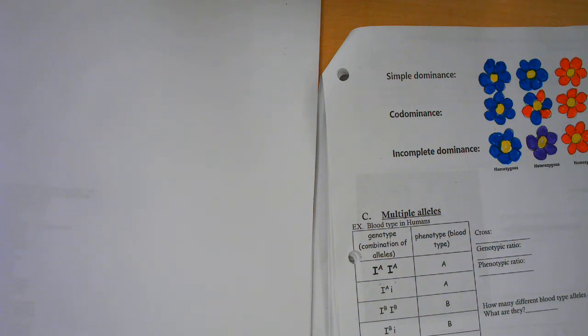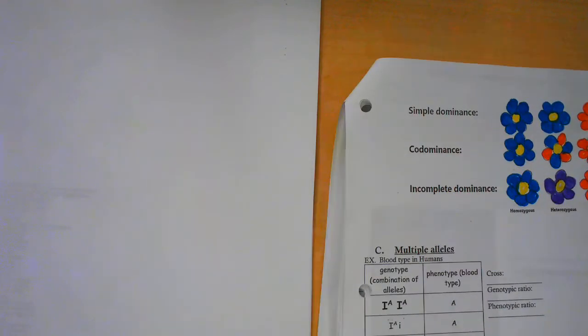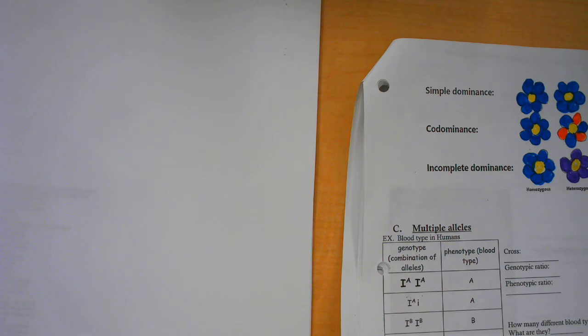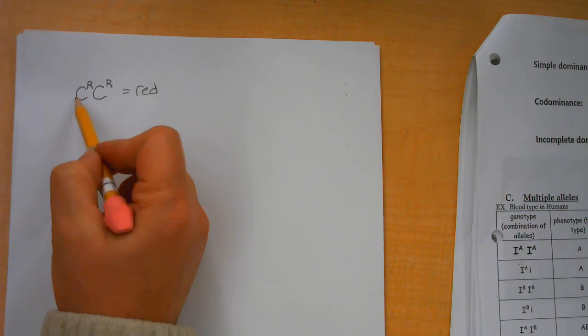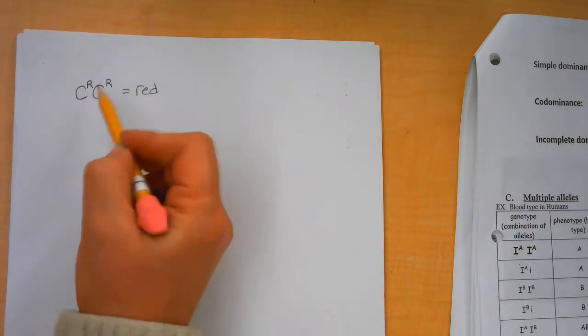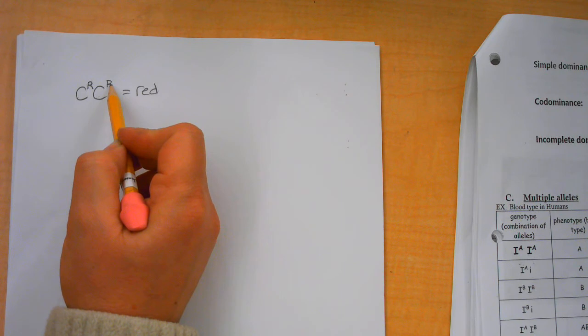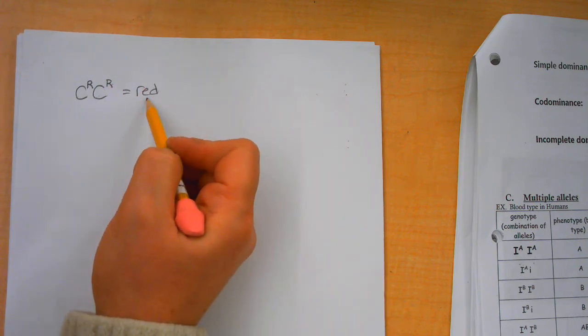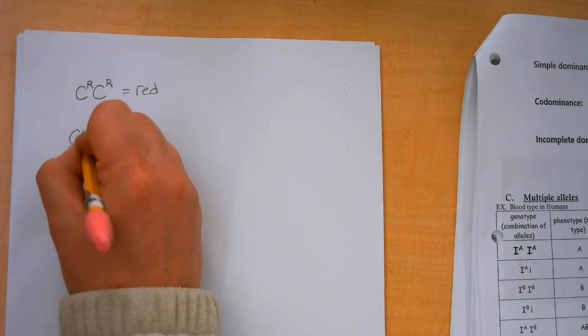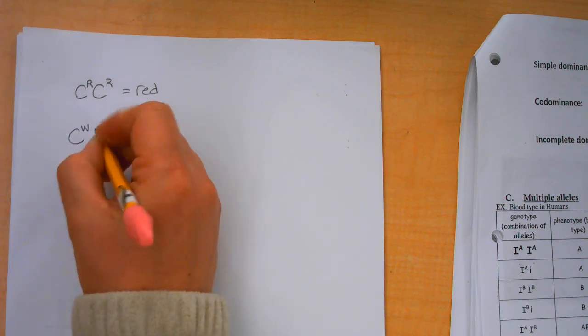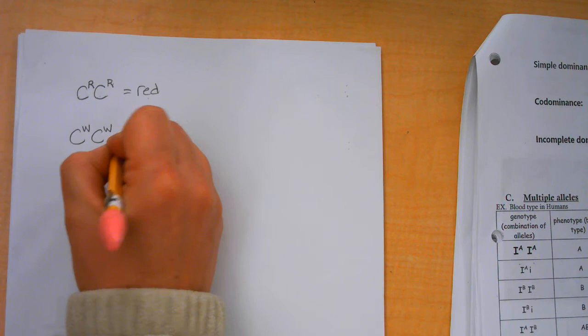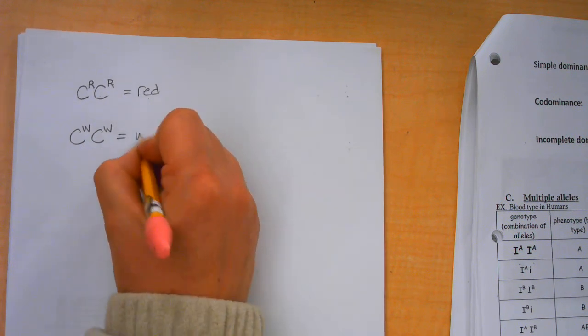Codominance and incomplete dominance. Well, first of all, we're going to start with incomplete dominance, and we're going to go with the classic snapdragon example. Snapdragons can come in red, white, or pink colors. If a snapdragon gets a CR allele from one parent and a CR allele from the other parent, then that snapdragon will be red. If they get a CW allele from one parent and a CW allele from the other, the snapdragon will be white.